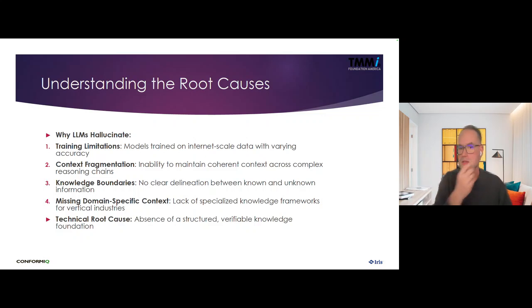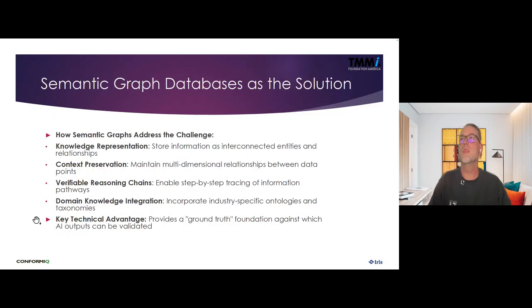But I want to challenge these assumptions. Hallucinations are not inevitable. They're a product of an architectural approach that prioritizes statistical prediction over verifiable knowledge structures. And that's really where we start to unlock something. Understanding these root causes is fundamental to understanding how you can address and create persistent solutions around them. And that's where semantic graph databases come in, which is what we'll explore next.